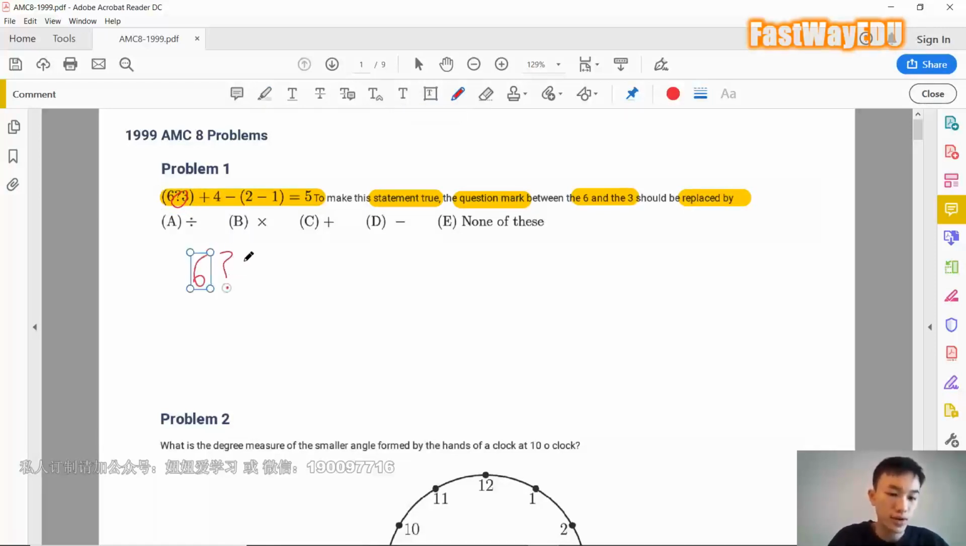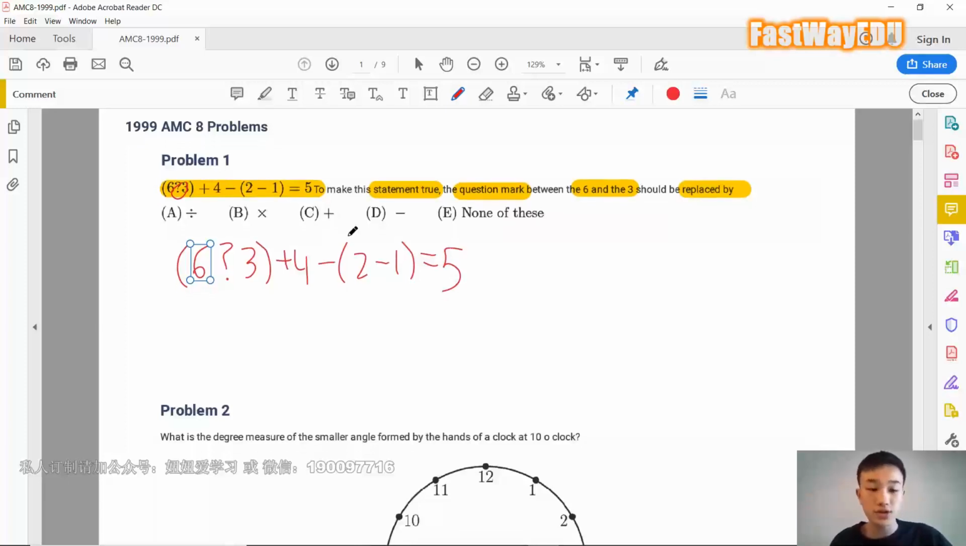Alright, let's write down the statement once again. Plus 4 minus 2 minus 1 equals 5. Now, what we could do is we could guess and check, right? We could plug in each of these mathematical operations into the question mark to see whether the statement is true. But that would be costly, right? Because that would take too much time. In this AMC8, you only have 40 minutes to do these questions.